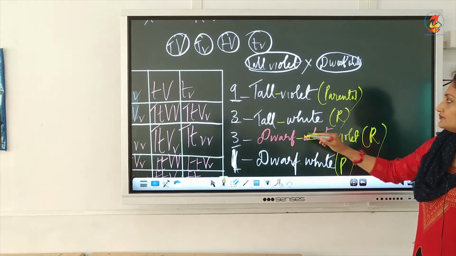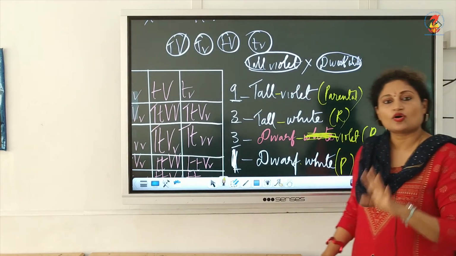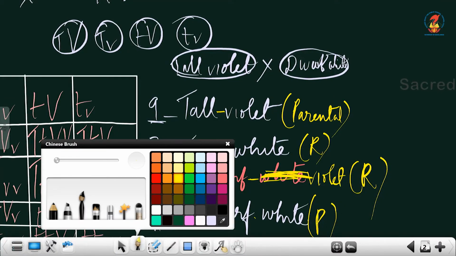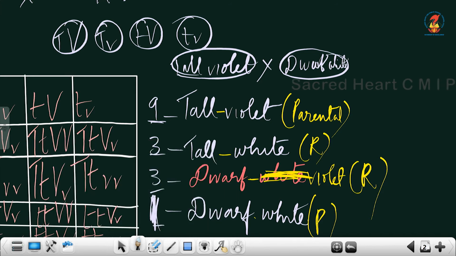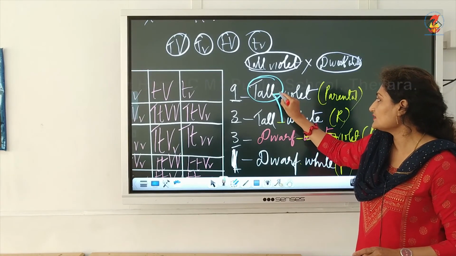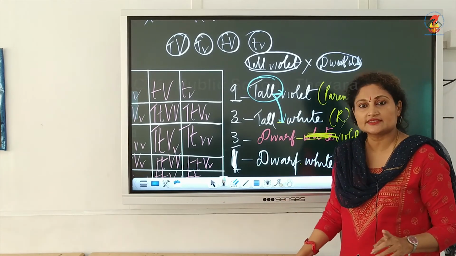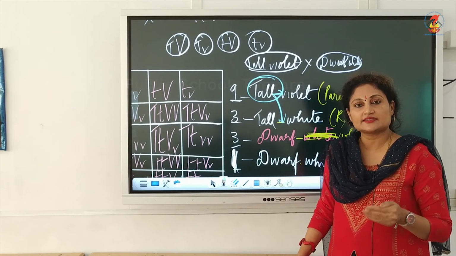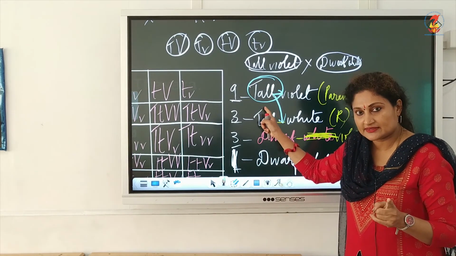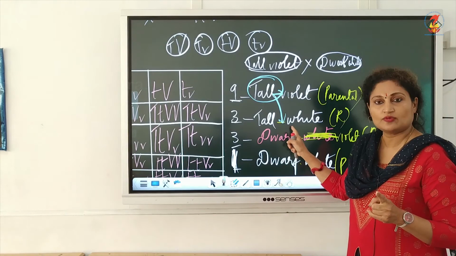Okay, you get the recombinants. Now I am applying the law of independent assortment. Now looking at these offsprings, I am going to explain the law of independent assortment. So here I am highlighting tall. Tall is independent and can go with violet or white. So what does the law state? That the pairs of characters are independent and can assort independently. So tall is independent and can assort with violet and white.